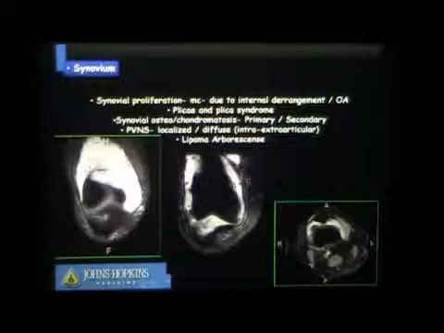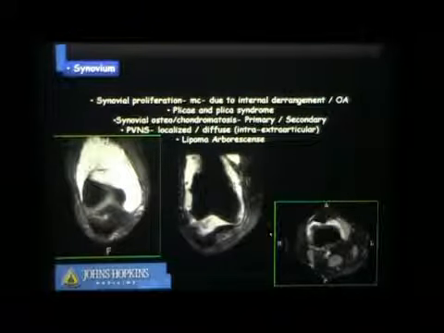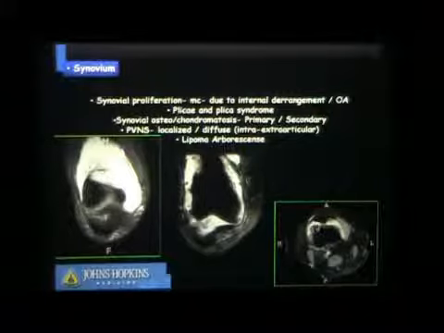So this is mild synovial proliferation, this is getting into moderate, all these fronds. Okay, when you give contrast, some of these may enhance. And then this is kind of moderate to severe, see that? So a lot of synovial proliferation.